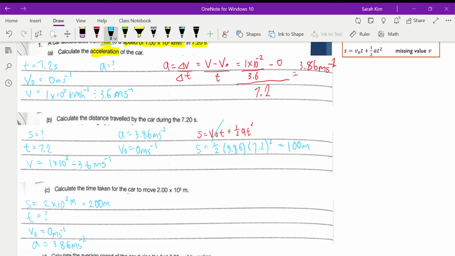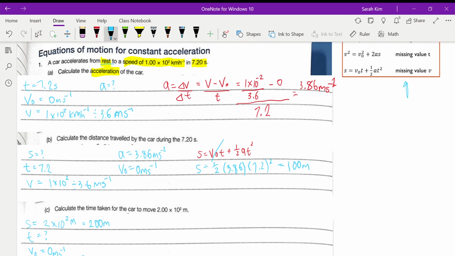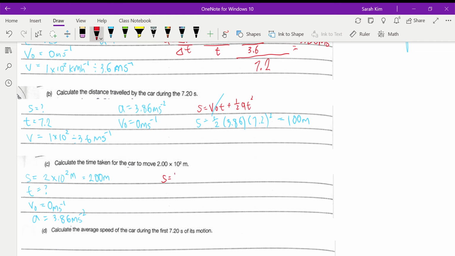Right, so we have the v missing, so we're going to use this last equation. As you can see, that one's missing v. So just copy it down and then substitute those values in. So my s is 200, my v naught is 0, so that goes away again, half a, my a is 3.86, my t is what I'm trying to find. So basically I'm going to move all these to the other side, so half I can times, so it becomes 400, and then you divide by 3.86, which becomes t squared, which means t is just the square root of 400 divided by 3.86, which if you chuck that in your calculator, hopefully you get 10.2 seconds.